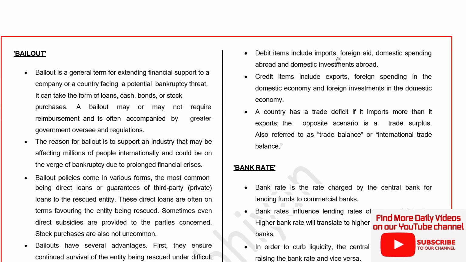Debit items include imports, foreign aid, domestic spending abroad, and domestic investments abroad. Credit items include exports, foreign spending in the domestic economy, and foreign investment in the domestic economy. Those are the credit items.